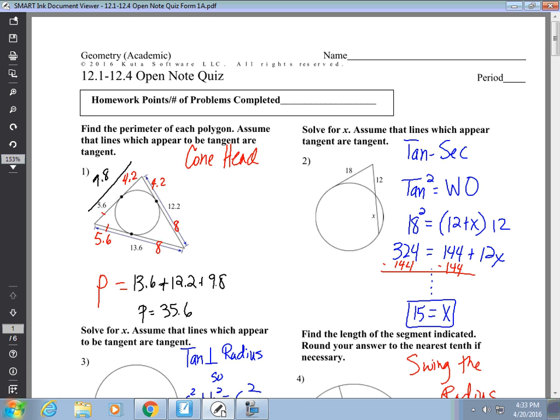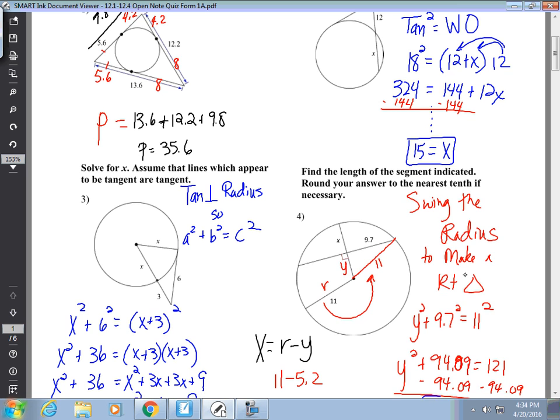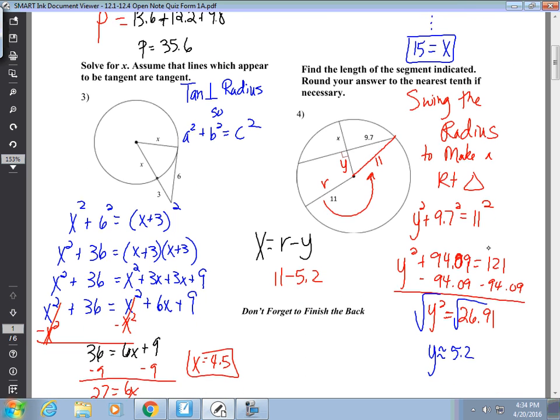You're going to see that again. You're going to also see tangent secant. So take your tangent, square it, it's going to equal WO, which means the whole times the outside part. You have to add the two parts together, the secant, to get the whole, that's why we have 12 plus x, times the outside part, which is 12. Make sure you distribute, okay? And you simplify, you should get to 15 if you do it correctly. Make sure you have the work to give you that answer.